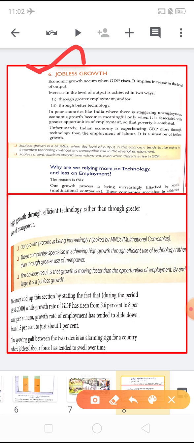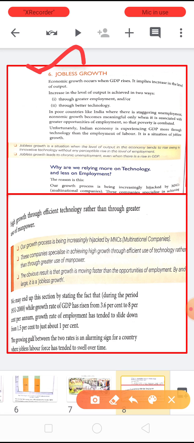But unfortunately, the Indian economy is experiencing GDP growth more through technology rather than the employment of labor, because as you all know, India has vast unemployment and the population is very high. It is the second largest populated country in the world. Therefore, there is a challenge for the Indian economy, as we have been experiencing that GDP can be increased more through technologies than the employment of labor. So that is why it is a situation of jobless growth.